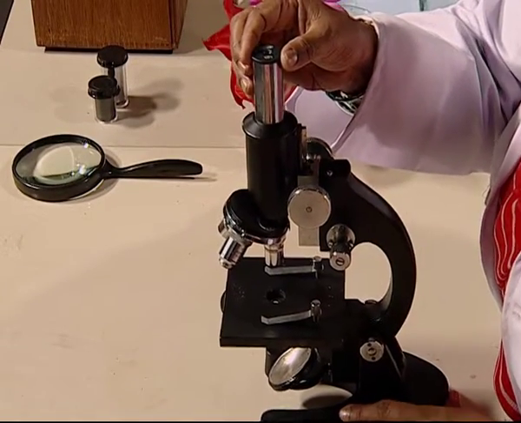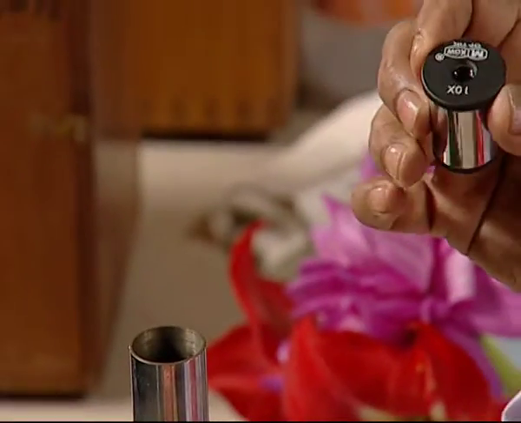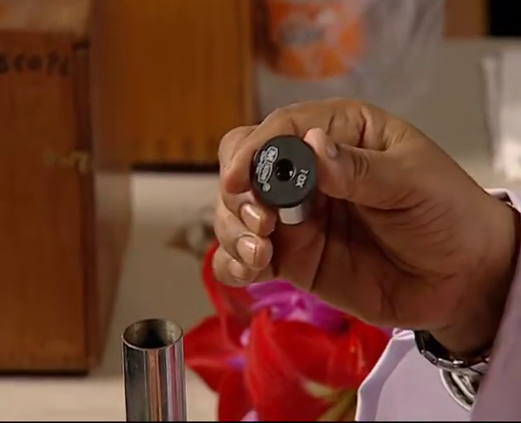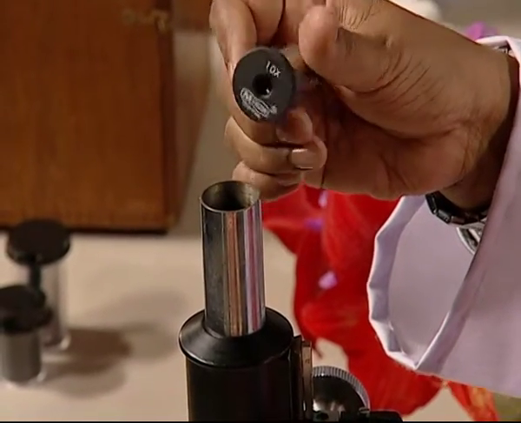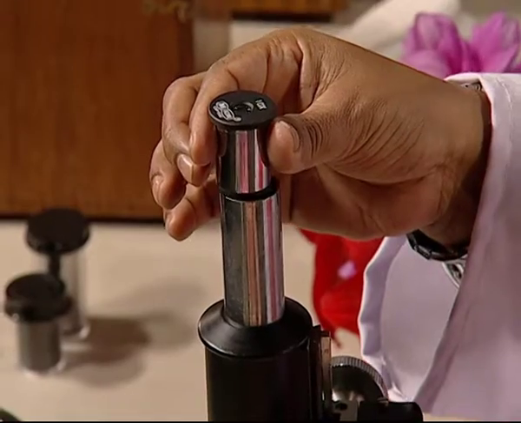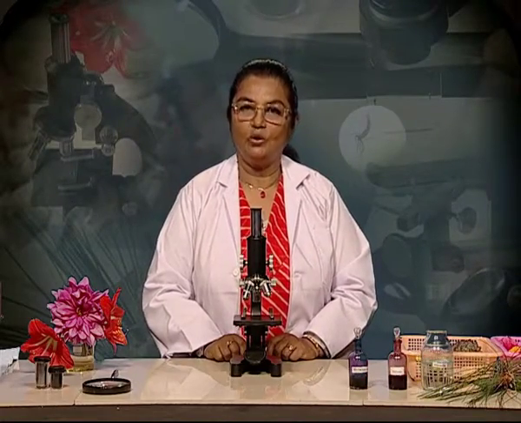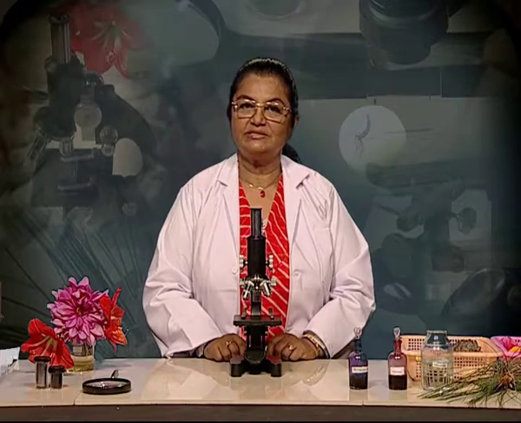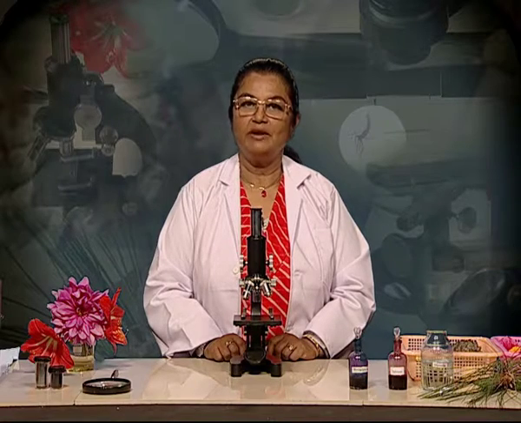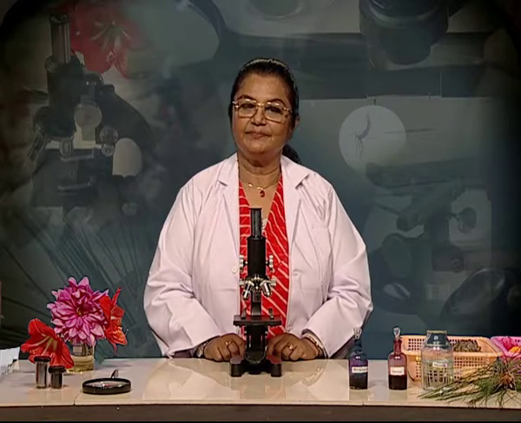The first part that we will learn about is the eyepiece. We can see once again 10x written over the eyepiece. That means this lens is going to magnify the image of the object 10 times. It is the first place in the microscope where image magnification of an object takes place.